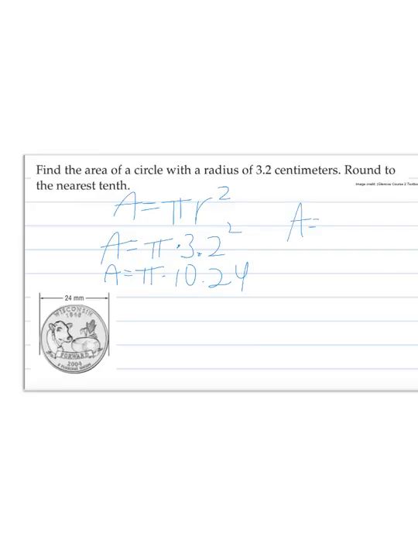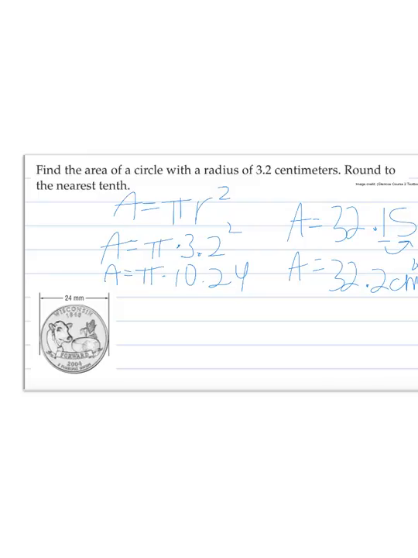And my area rounded to the nearest tenth. So with the hundredths place, when rounding to the nearest tenth, look to the hundredths place, 5 or above, raise the score. So 32.2 centimeters squared.